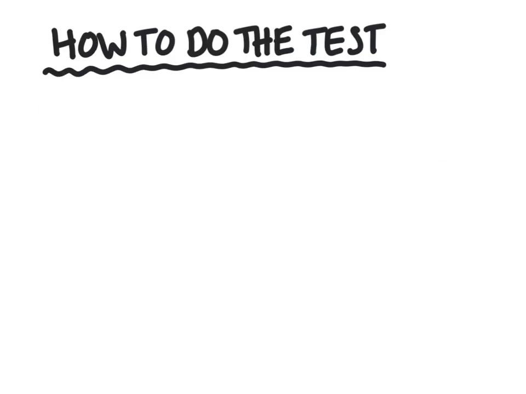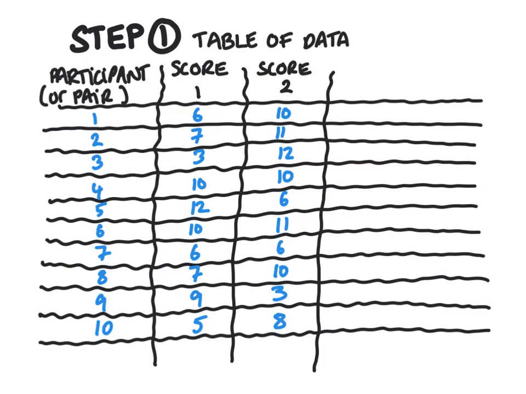Let's go through the sign test step by step. Step 1. We need a table of data where we can see the score pairs together. Whether it's repeated measures or matched pairs, the scores will always be in pairs. Now in the exam, this table of data is probably going to be given to you to start with.